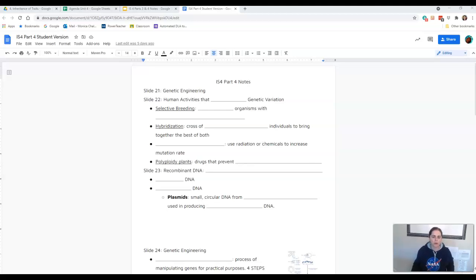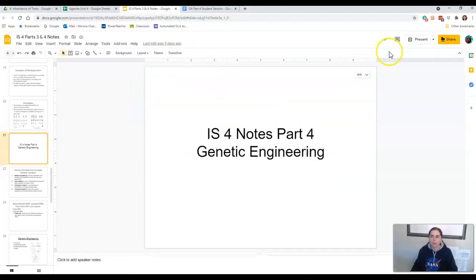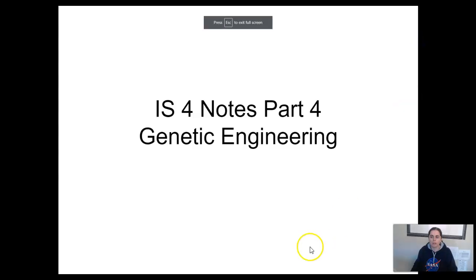Guys, so we are going to be working on part 4 of our notes today, which is going to look at genetic engineering. It should be pretty quick. There's not a lot that we need to cover, just about 10, 12, 15 slides, something like that. Anyway, it's genetic engineering, so you should have your part 4 notes up. It starts on slide 21 of our slideshow, and we shall begin.